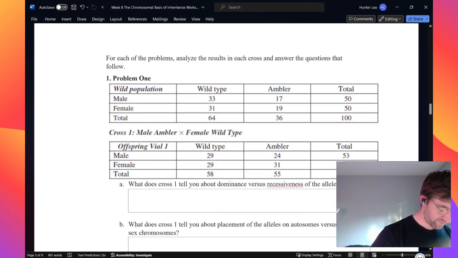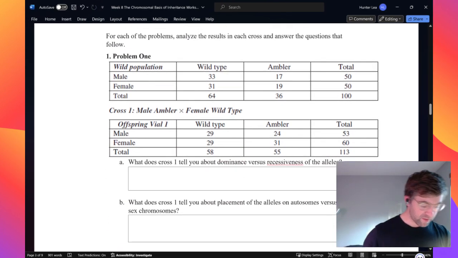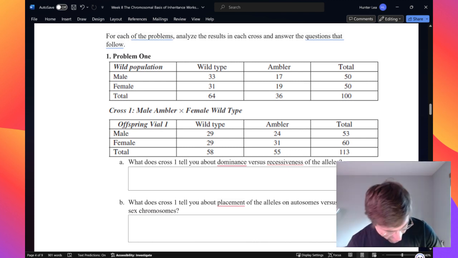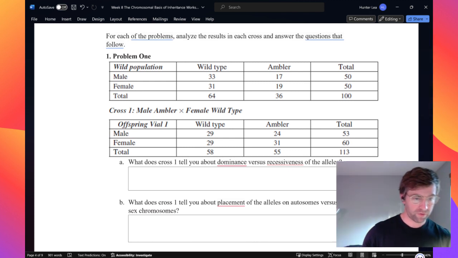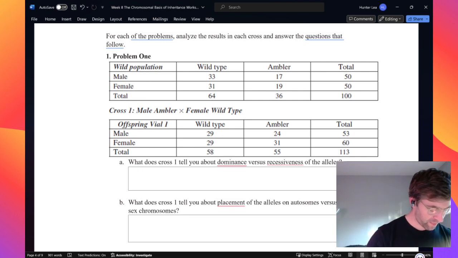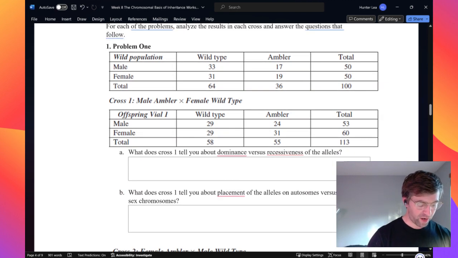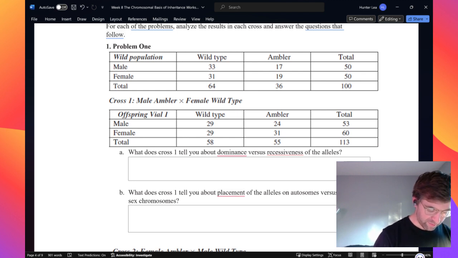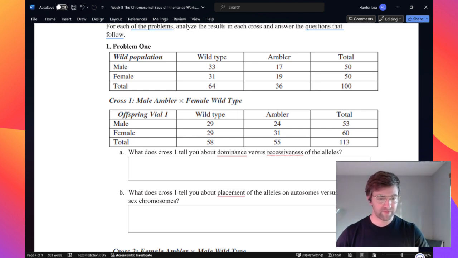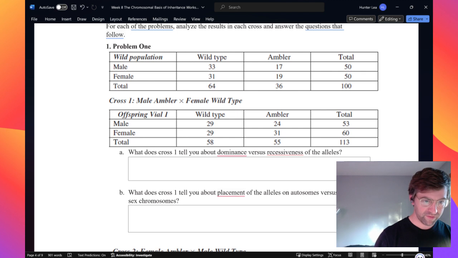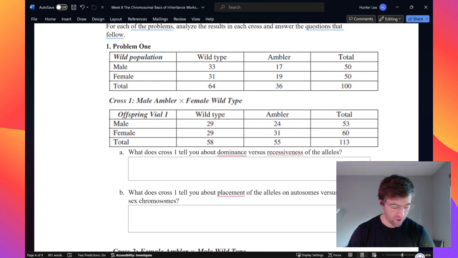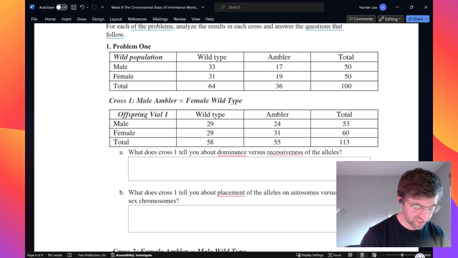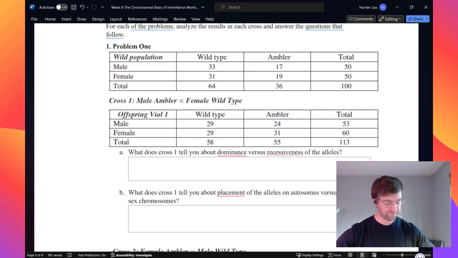All right. So for each of the problems, analyze the results in each cross and answer the questions below. So problem 1, we're given a wild population of males and females along with their totals. We're given the wild type, ambler, and total. So what does cross 1 tell you about dominance versus recessiveness of the alleles?